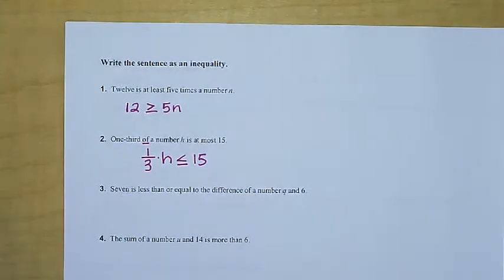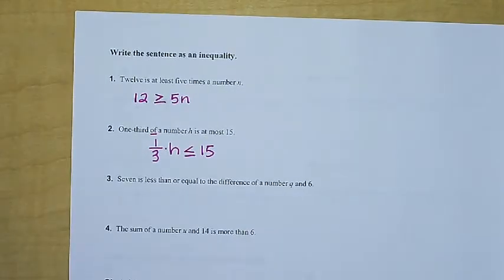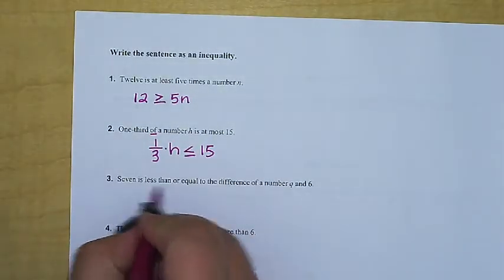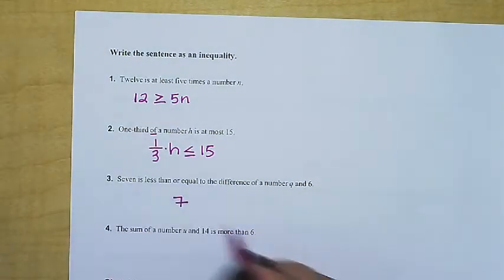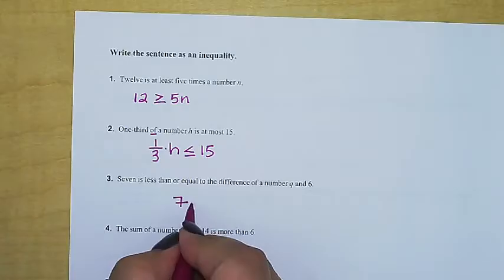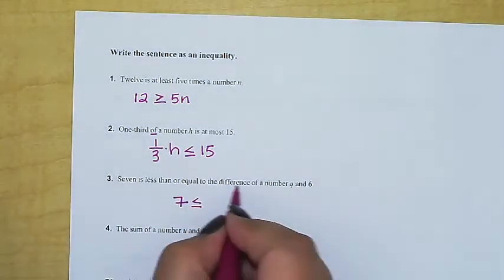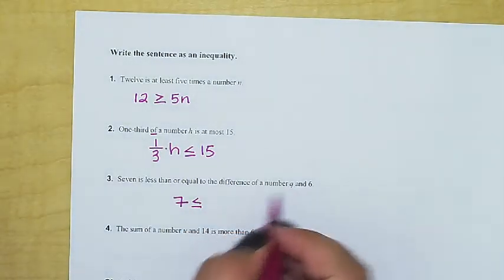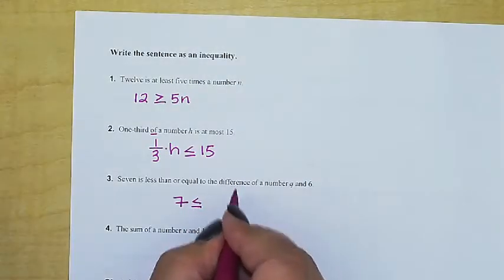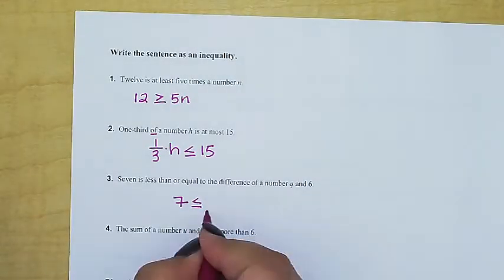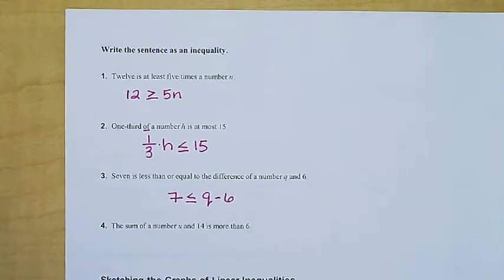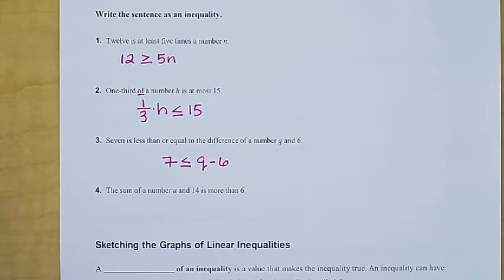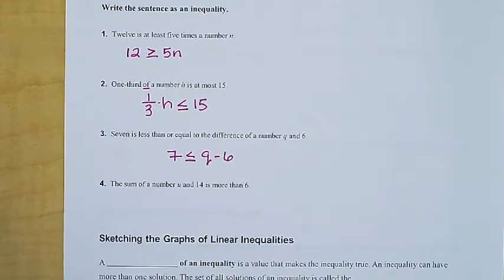Let's try one more, and then you can try number 4 on your own. This one says 7 is less than or equal to, so this one's more straightforward. So 7 is less than or equal to the difference of a number q and 6. So it's less than or equal to the difference, so that's a subtraction of q and 6. So that means these two quantities subtracted. Okay. Try number 4. See if you can write that expression there, and then you can check it.